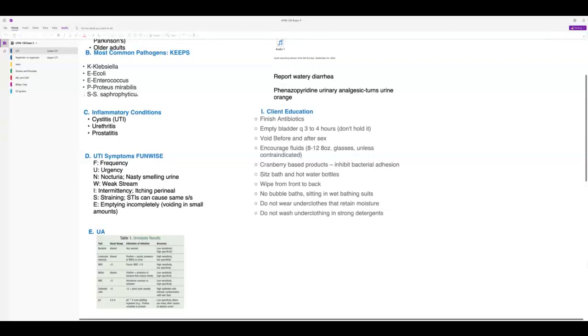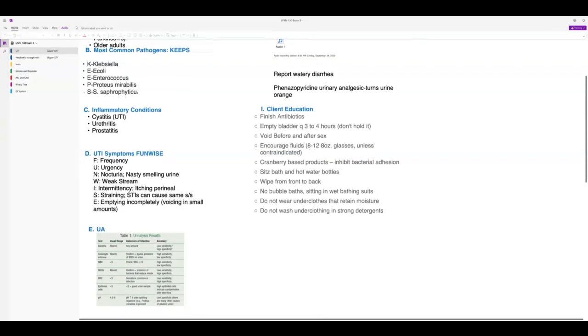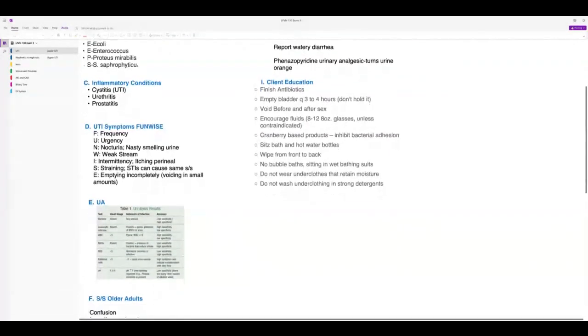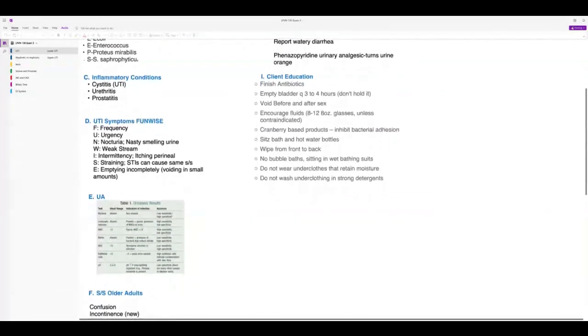Now you can remember the symptoms by the mnemonic FUNWISE, and it's anything but fun, okay? So F is for frequency, U is for urgency, N is for nocturnal, meaning people with UTIs have to get up in the middle of the night to pee. They'll have nasty smelling urine. W is for weak stream, and this is for prostatitis. I is for intermittency. S is for straining, and E is for emptying incompletely. So people feel like they void in small amounts when they have a UTI.